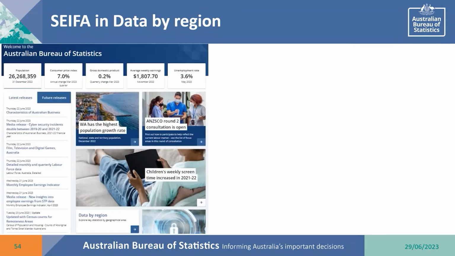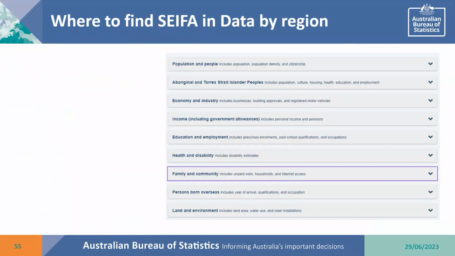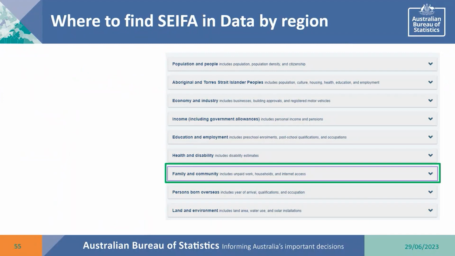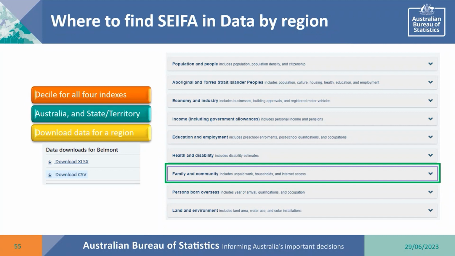You can access Data by Region from the homepage of the ABS website, and from the interface, you can select a region by drilling down, or you can search for a specific region by name or code that provide the region that you've selected, and then you can view the data through the link that pops up there. The Data by Region is organised into themes, and SEIFA belongs to the family and community theme. It includes deciles for all 4 of the indexes, and we have Australia and state and territory level. And you can download data for your region, which will include everything in a theme from in Excel format or in CSV format as well.